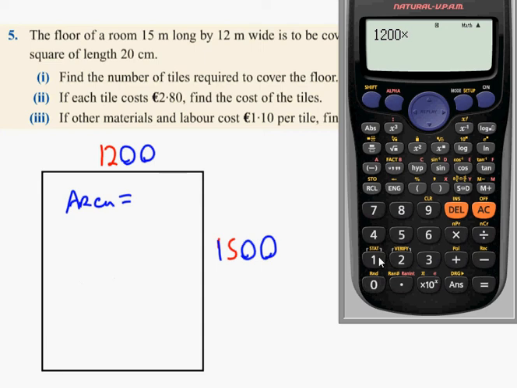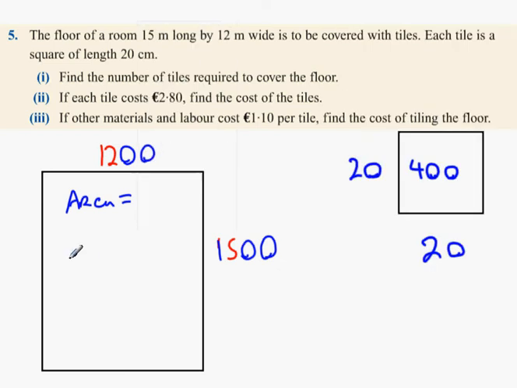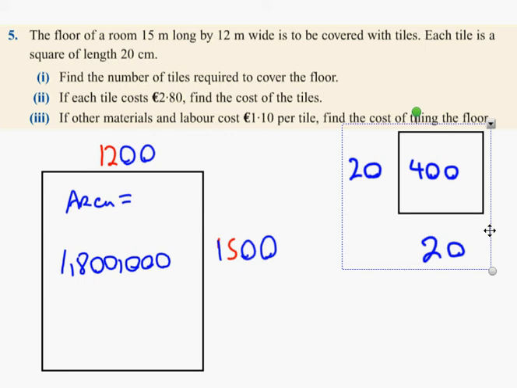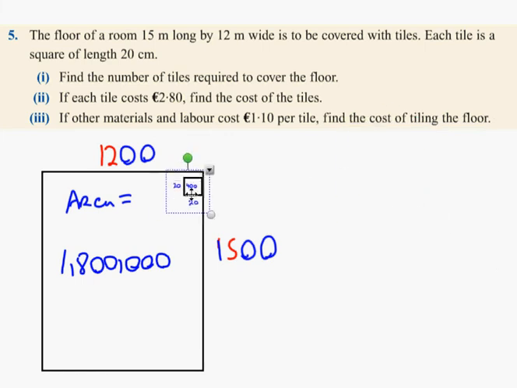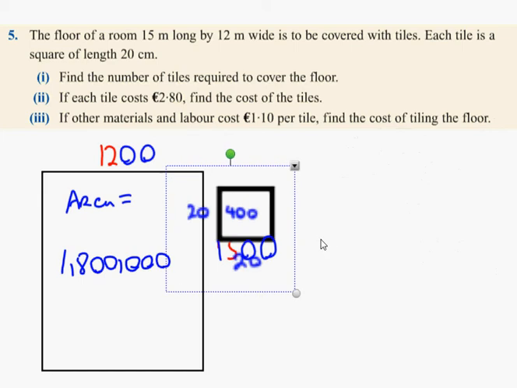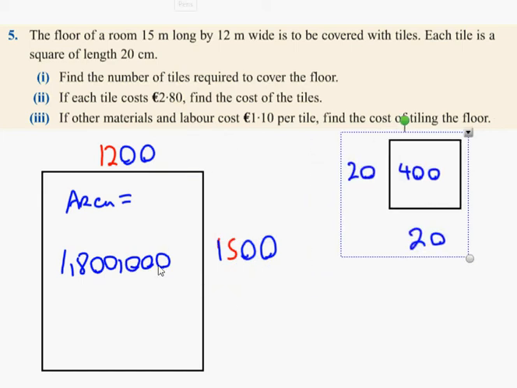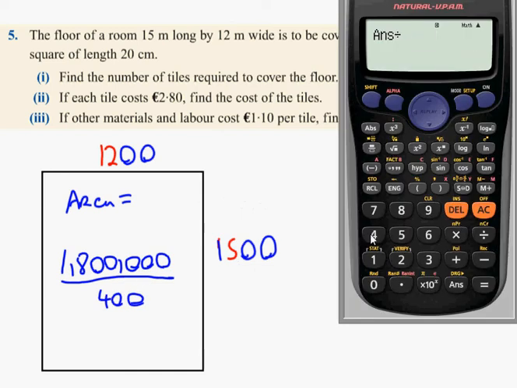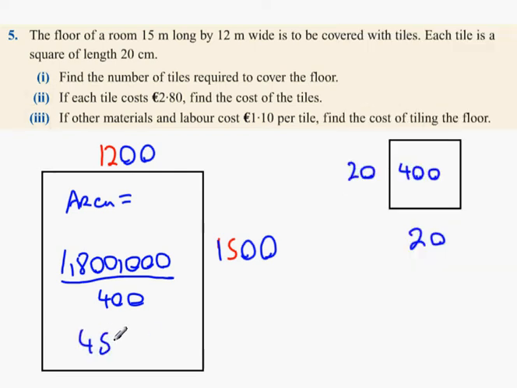Well, good spot, Aaron. 1,800,000. So there's 1,800,000 to be covered. How much does each square cover? Each square covers what, guys? So what do we have to do to get our answer of how many tiles we need? Divide 1,800,000 by 400, and we need 4,500 tiles. That's a lot of tiles, isn't it?